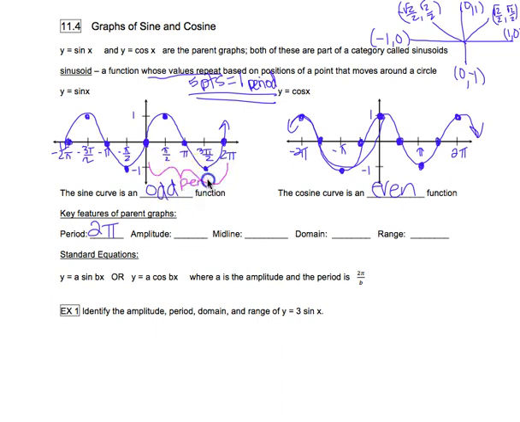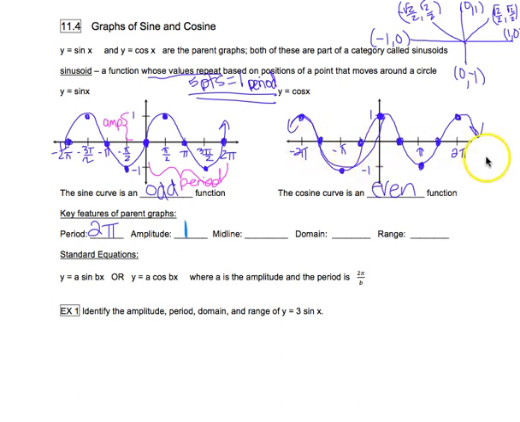That's the period. The amplitude is the distance from the middle points to the top points, or it could also be the distance from the middle to the bottom. So amplitude is going to be right here, which means that in this case, it happens to be 1. So 1 is our amplitude on both of these. Again, see it's 1 here as well.